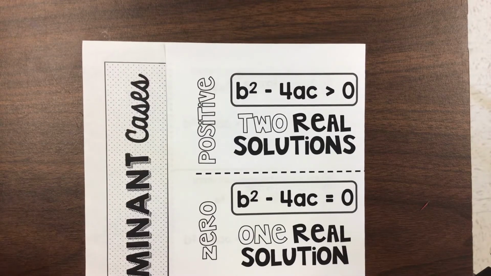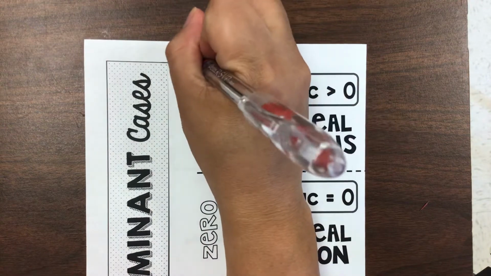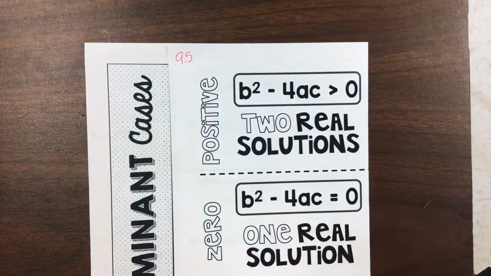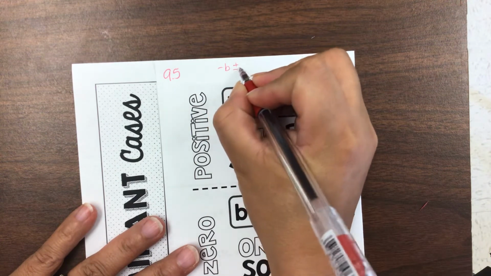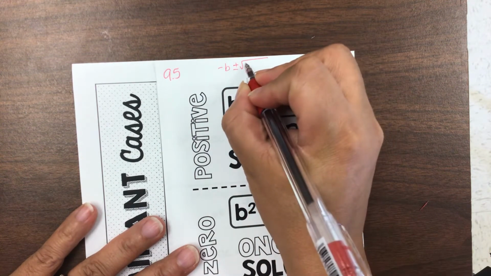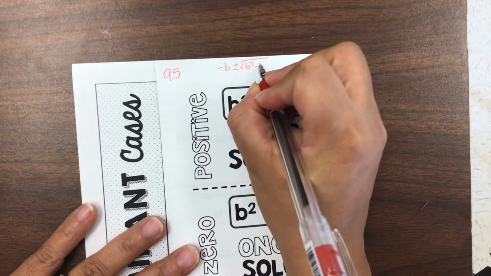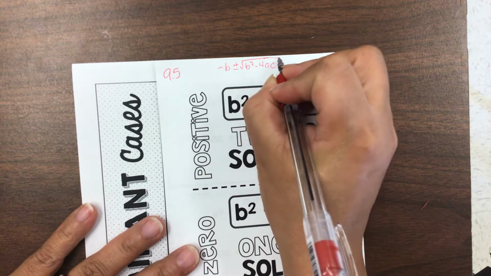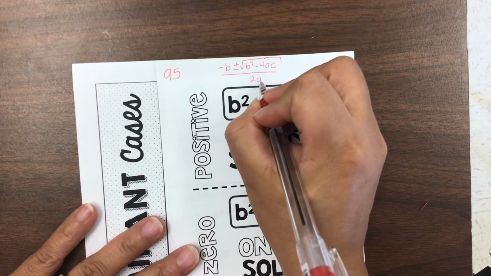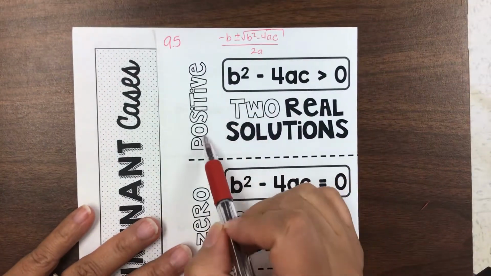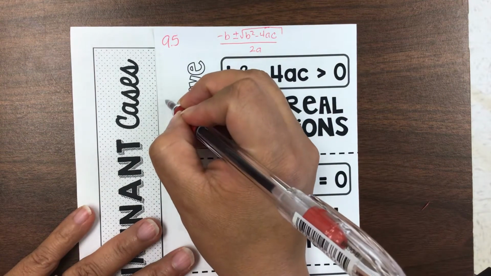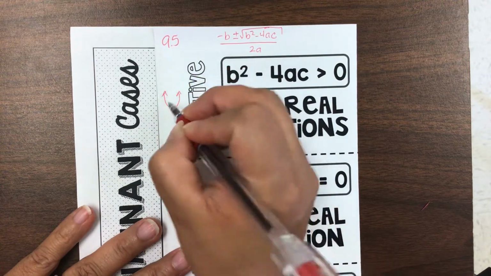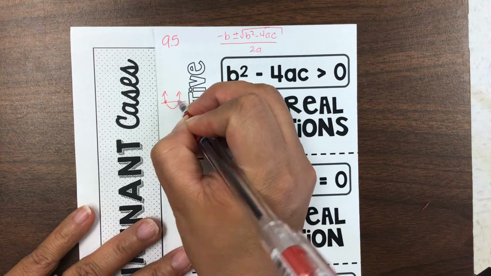This is a video for section 9.5, and what we're doing is the quadratic formula. And the quadratic formula is negative b plus or minus the square root of b squared minus 4ac divided by 2a. And what we're looking at is that sometimes it has two real solutions, and you already know that that means that it's going to cross the x-axis twice.